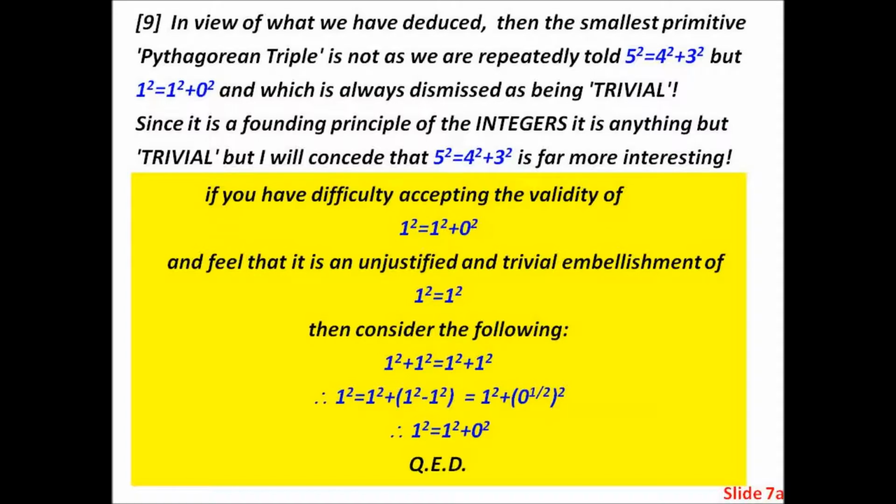If you have difficulty accepting the validity of 1 squared equals 1 squared plus 0 squared, and feel that it is an unjustified and trivial embellishment of 1 squared equals 1 squared, then consider the following. 1 squared plus 1 squared is equal to 1 squared plus 1 squared. Therefore, 1 squared equals 1 squared plus 1 squared minus 1 squared, which is equal to 1 squared plus 0 to the power half squared. Therefore, 1 squared equals 1 squared plus 0 squared. QED. Try it on your calculator.